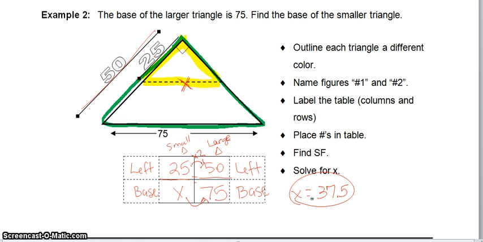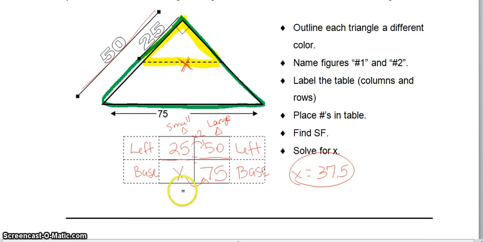Okay, if not, go ahead and do cross products because you guys are very comfortable with that. So 50 times x equals 25 times 75, 1875. And then divide both sides by 50. And you get the same answer, x equals 37.5.